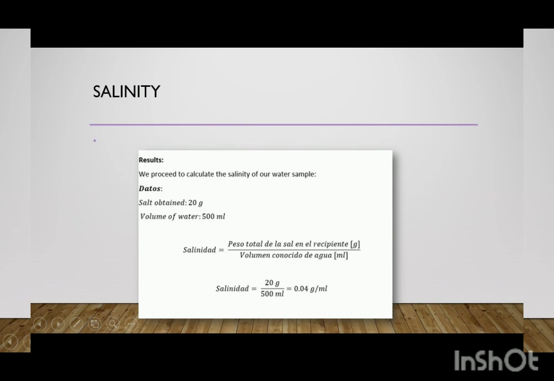So, as data we have 20 grams of salt and 500 milliliters of water collected from the Estero Salado. Making the proper calculation, we can say that the salinity of this Estero Salado is 0.04 grams per milliliter or 40 grams per liter.